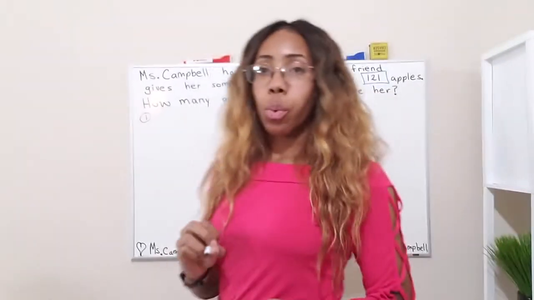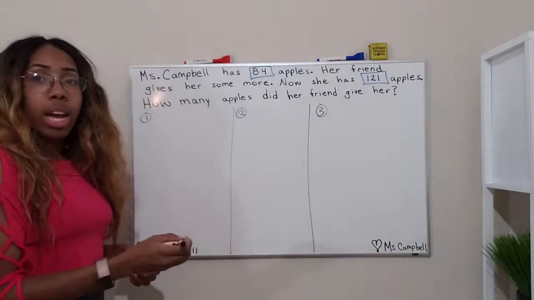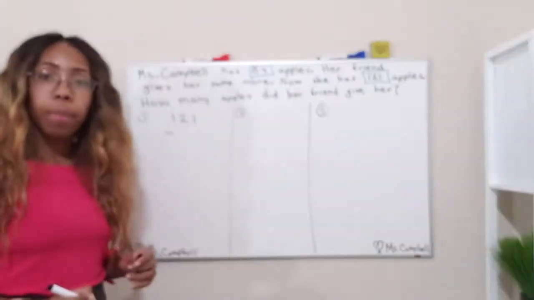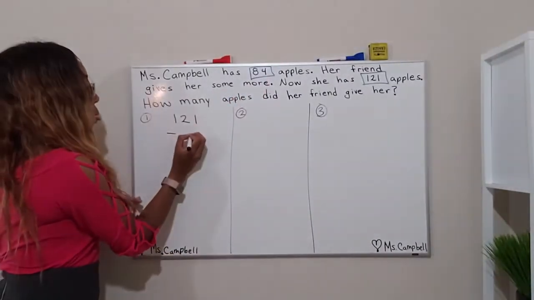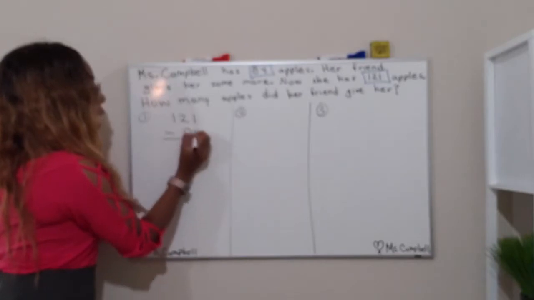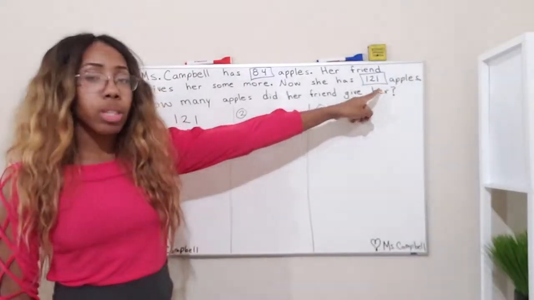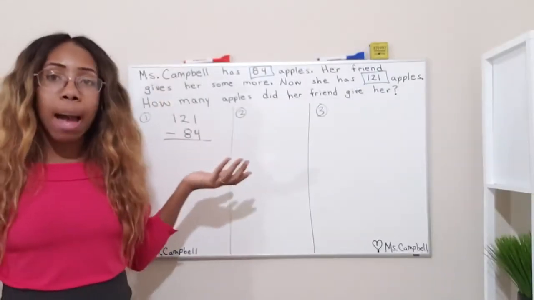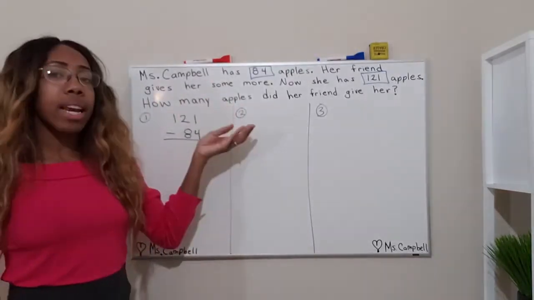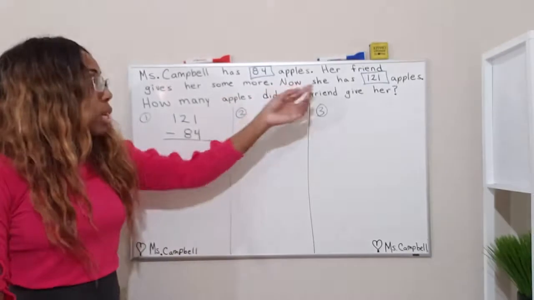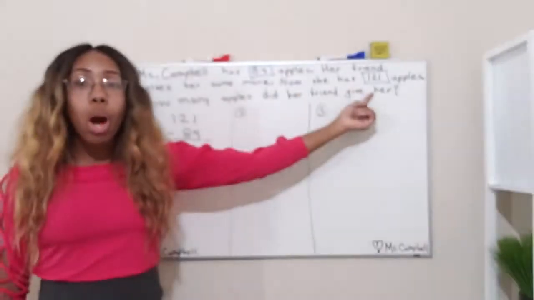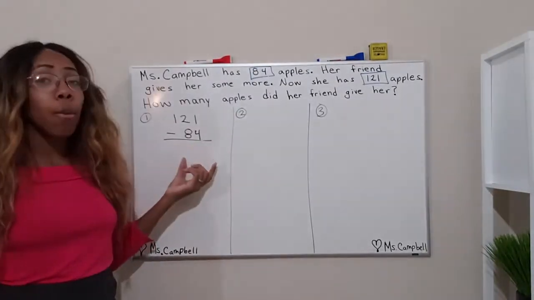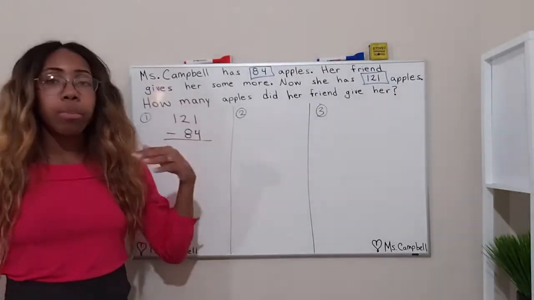So let's begin with the first way. The first way, I'm going to say 121 minus 84. The reason why I am saying 121 apples, take away 84 is because I'm trying to find the missing number. I don't know how many apples my friend gave me, so I'm trying to find out what is the missing number. So I'm going to take away 84 from 121 to find out how much is left, because that will be the missing number to help me remember and know how many apples my friend gave me.